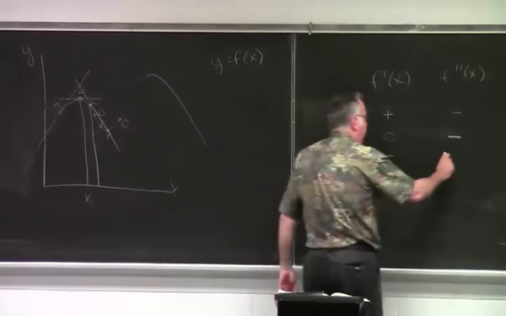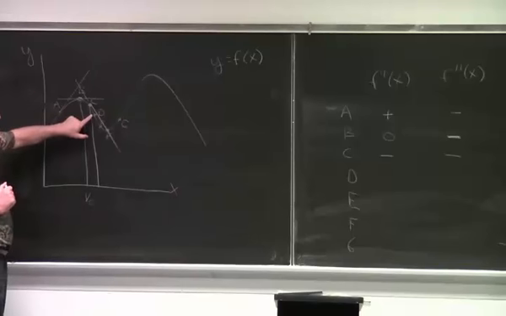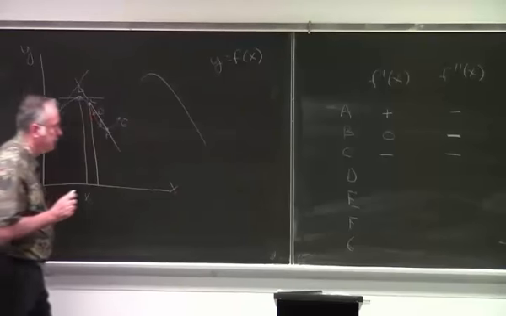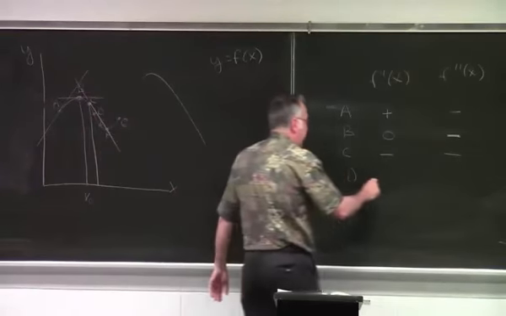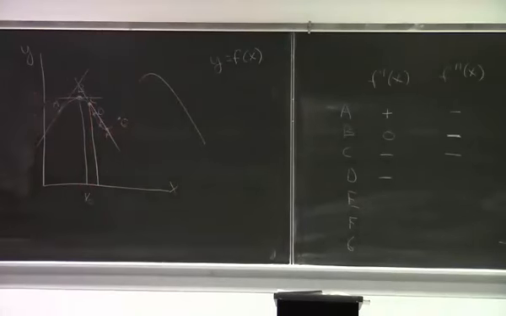Now, what about at point D? At point D, obviously the first derivative is negative. What about the second derivative at point D? It's not real obvious, is it?